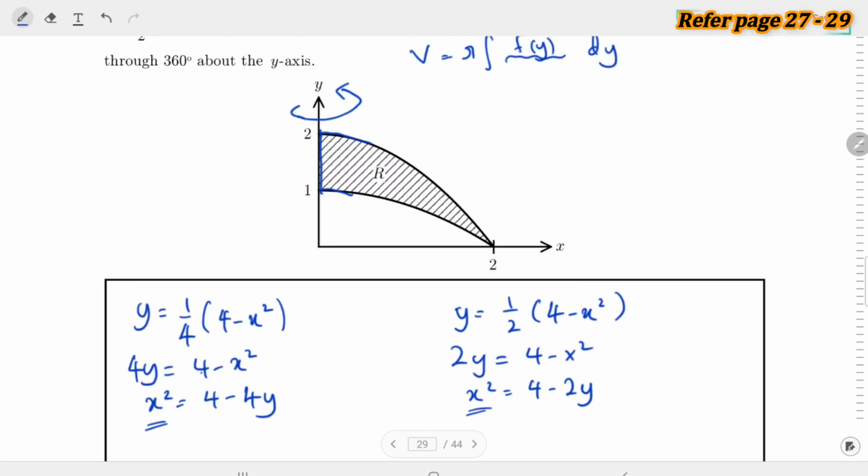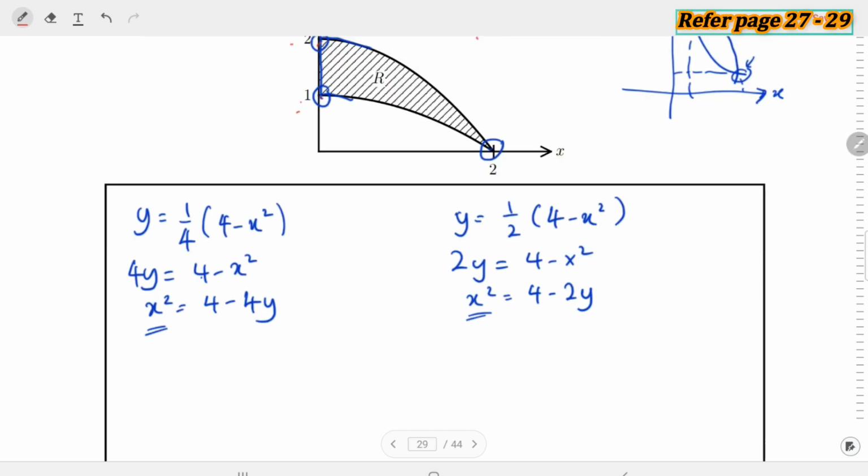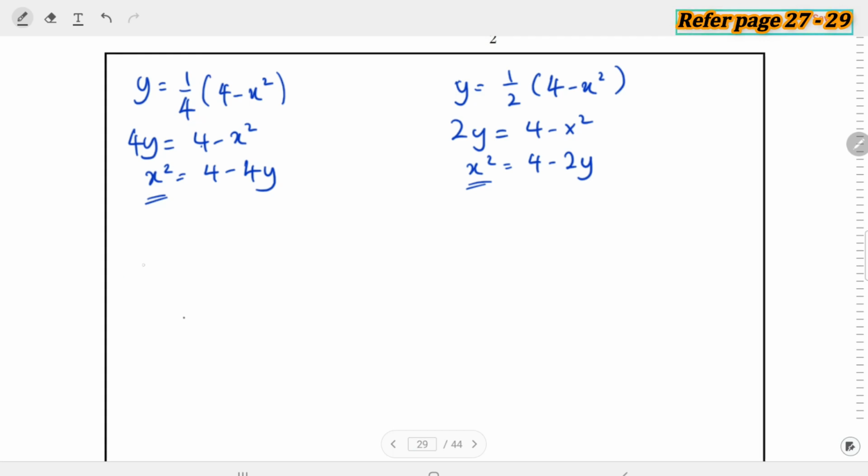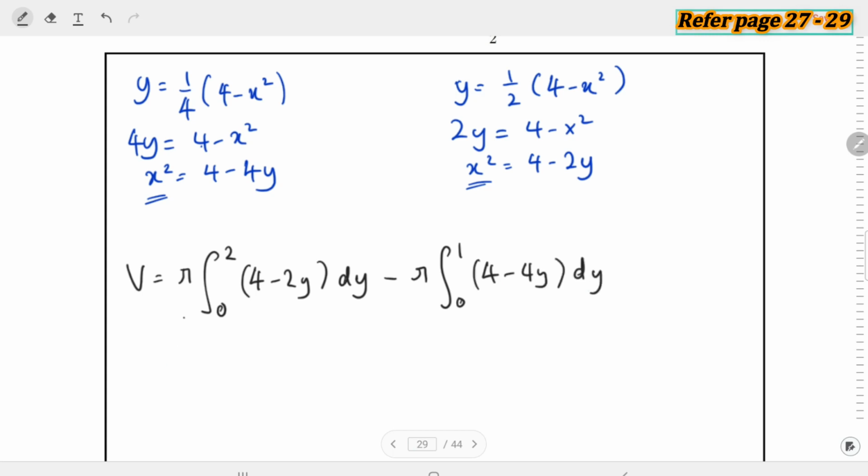So the volume: when we look at the region bounded by these two curves and the y-axis, we know that the bigger function must subtract the smaller function. In this case, the bigger one is from 0 to 2, and it will be subtracted with the one from 0 to 1. So the volume equals pi, integral from 0 to 2 of 4 minus 2y with respect to y, minus pi, integral from 0 to 1 of 4 minus 4y with respect to y. So this is the formula.